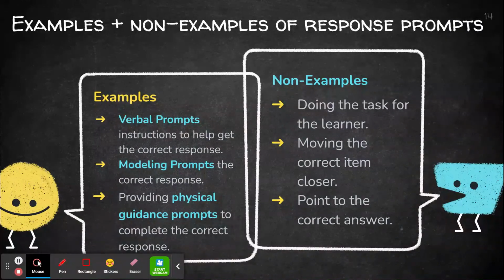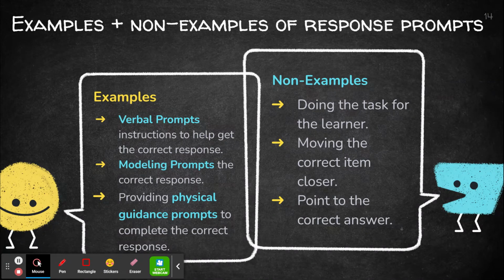And some examples and non-examples of those response prompts, starting with the non-examples: doing the task for the learner, right? You don't want to just simply do it for them. You're not giving them that opportunity to learn. It's not moving the correct item closer. It's a stimulus prompt, remember? And it's not pointing to the correct answer, which is also a stimulus prompt.